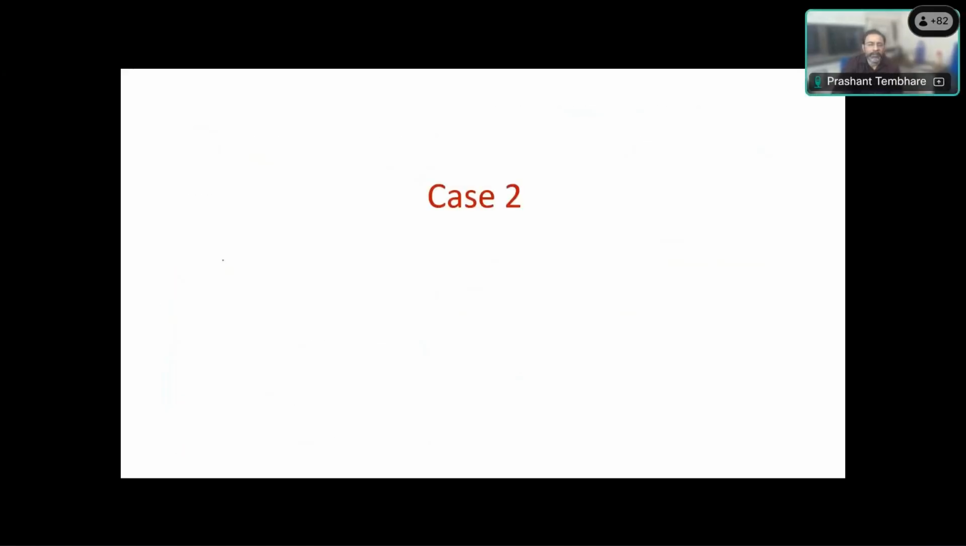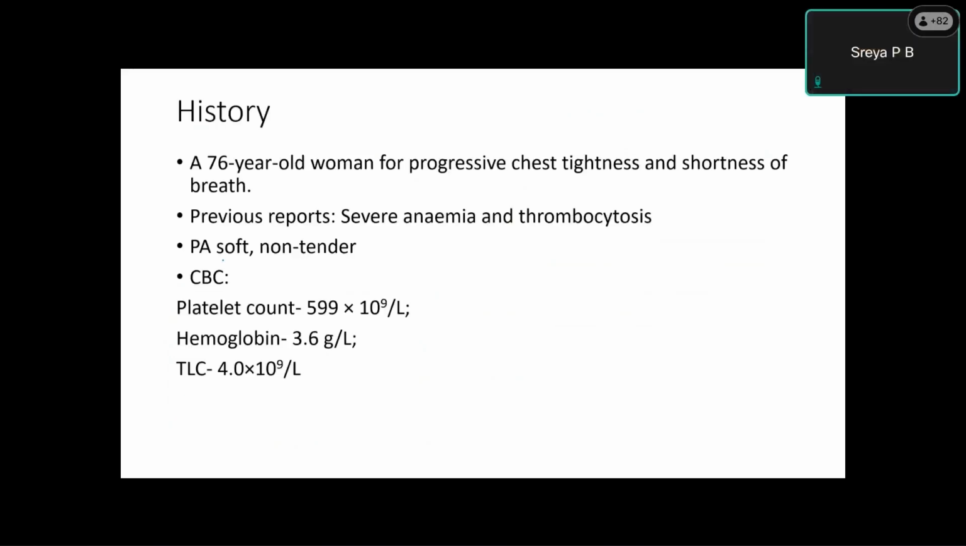Now another case. Any question regarding the earlier case? Sir, one question: can VEXAS be considered for this case, sir?